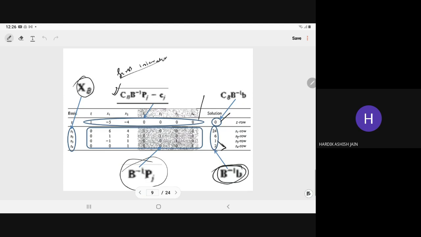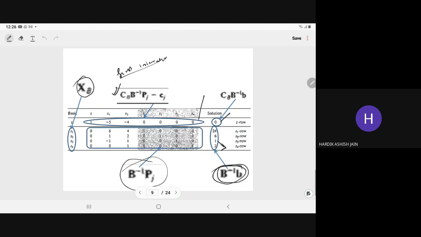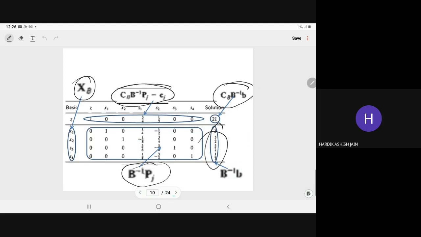Every place has a fixed formula, so in both you can compare. For each table you can compare, only the difference is B inverse. B inverse is the inverse of the basis. Basis is a collection of the columns corresponding to the basic variables. So for each table you have to recognize what the basis is, and correspondingly you can write your table.